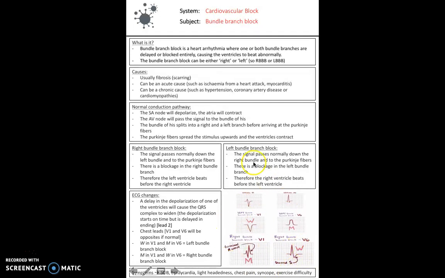In terms of symptoms of bundle branch block, you'd see shortness of breath, bradycardia, and lightheadedness and chest pain normally.